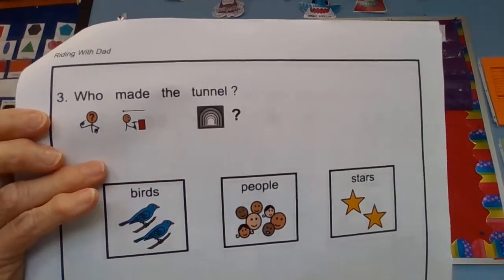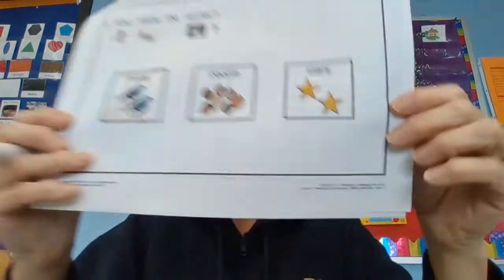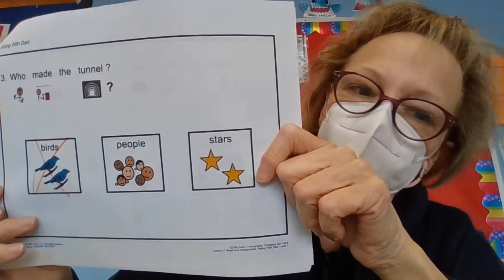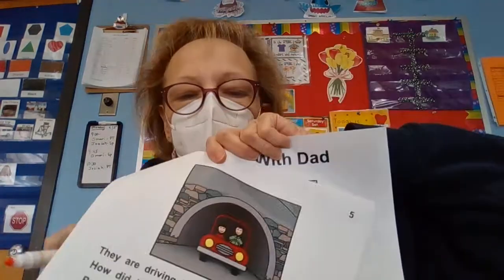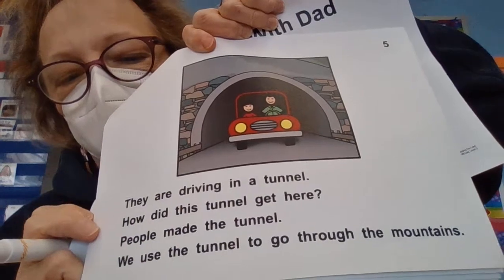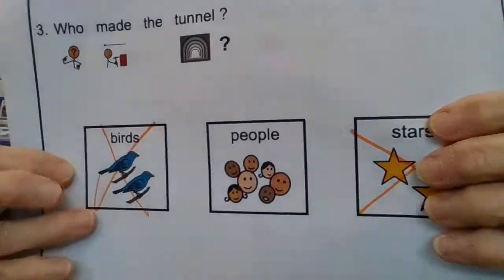Well, we know that birds didn't make the tunnel. That's silly. Can stars come down out of the sky and build things for us? I don't think so. So that leaves us with people. Let's see if we are right. They are driving in a tunnel. How did this tunnel get here? People made the tunnel. People. So we are right. We didn't circle it, but we crossed out the other answers. People.